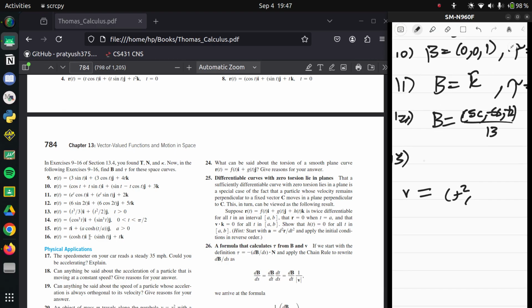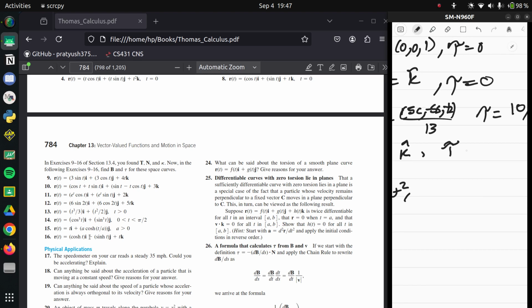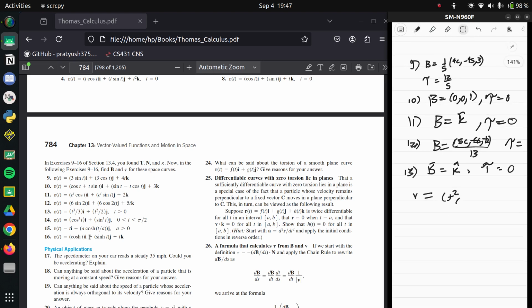Oh, you don't even have to worry about anything, because this is just going to be b equal to k hat, and then your tau is just 0 because it's constant. So in fact for 13 and 14 and 15, all of these have b as k hat.